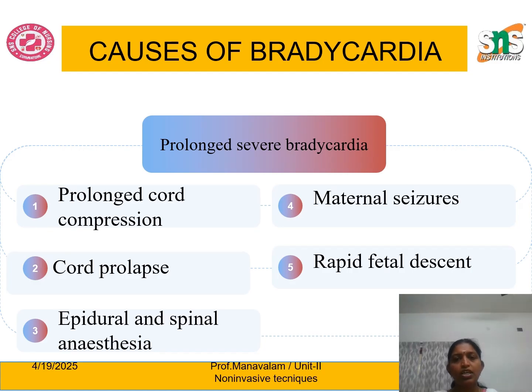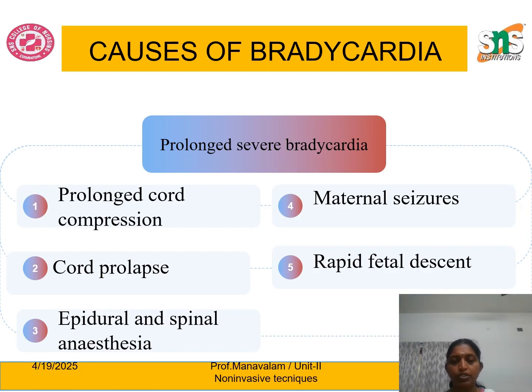Next we will see the reasons for prolonged and severe bradycardia. The first one is prolonged cord compression. It happens when the fetus comes down at the time of labor. Usually the fetal head descends, and while it is descending, it compresses the umbilical cord. If the fetal head compresses the cord for a prolonged period of time, there is a change in the fetal heart rate.